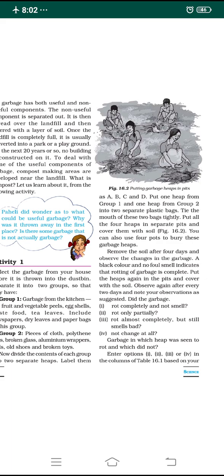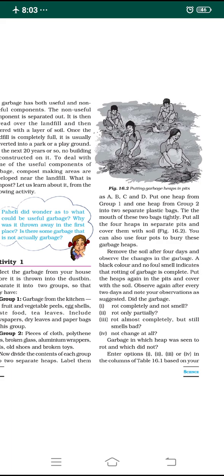This is shown in figure 16.2. Here four pits are made, and the four heaps of garbage are put in the pits. You can also use pots to bury these garbage heaps. Put all the garbage in the pots and bury them. Now, after 4 days, remove the soil and observe the changes in the garbage.